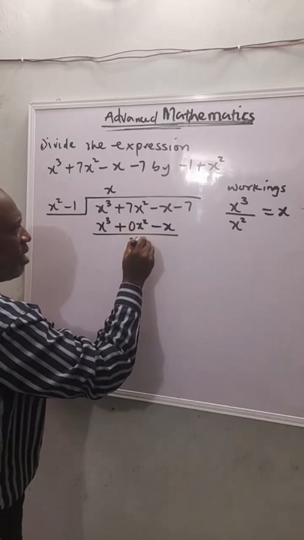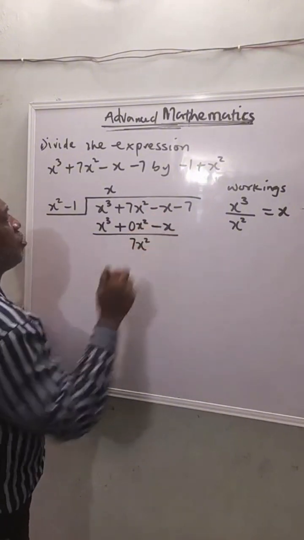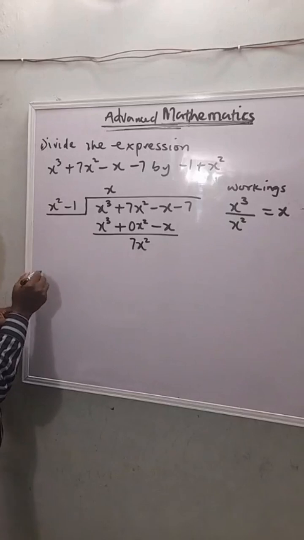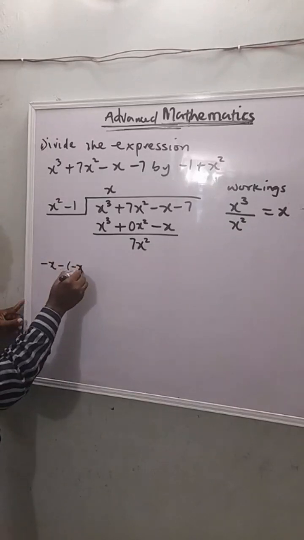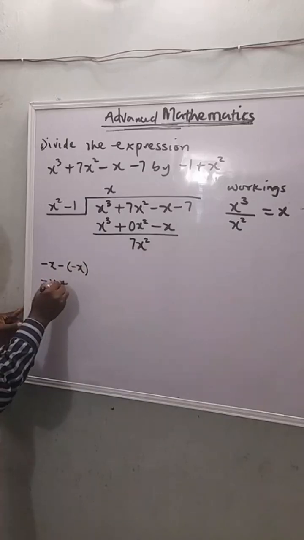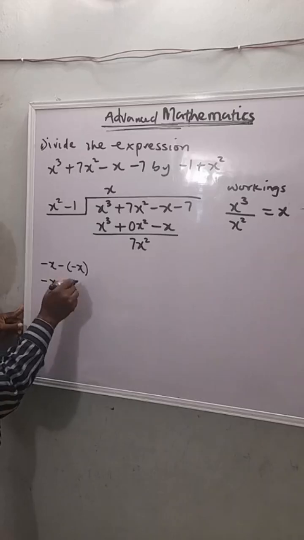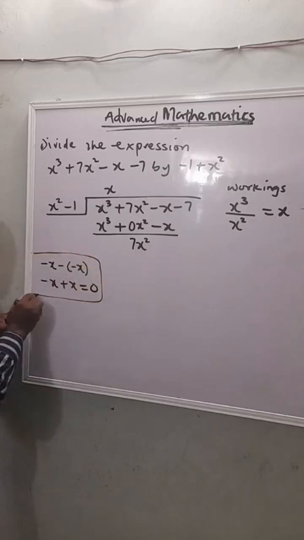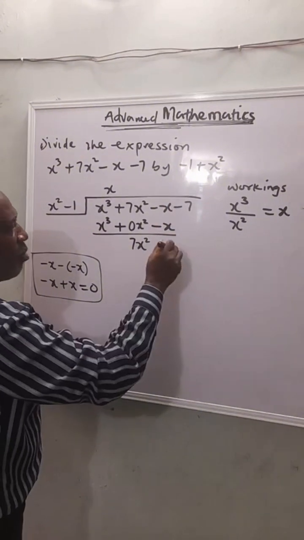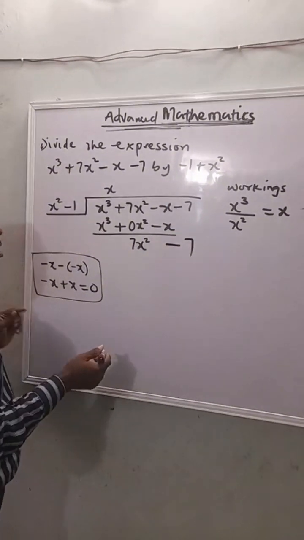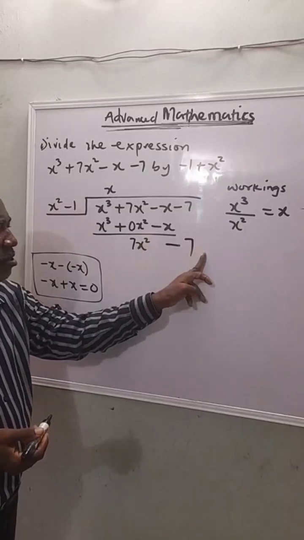So you're having 7x squared minus x minus x, which simply means minus x plus x. And that means you owe x, or you owe 1x, and you have 1x. The result will be what? 0. That is the working for that. So this is the result here. So we bring down the next number, which is minus 7. The new polynomial is now 7x squared minus 7.